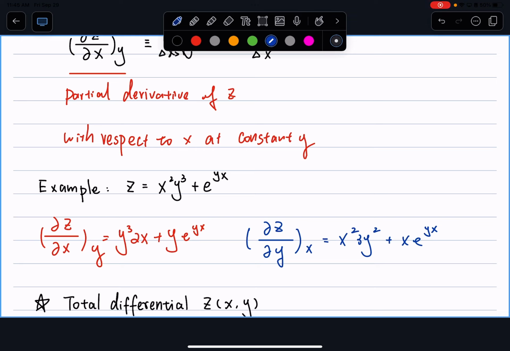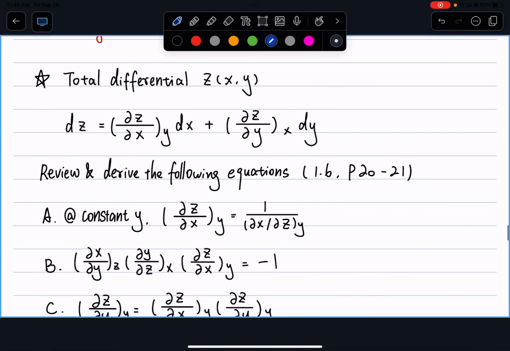The example I'm giving you here shows the level of difficulty our calculus will be. It's not going to be something really, really hard, but you need to get familiar with using calculus throughout our course.